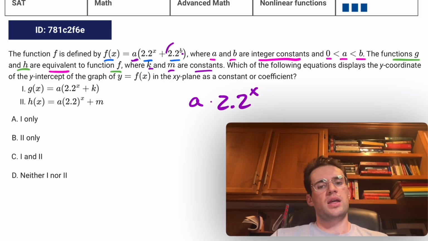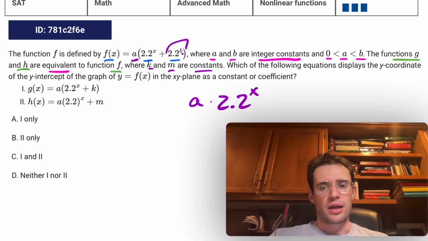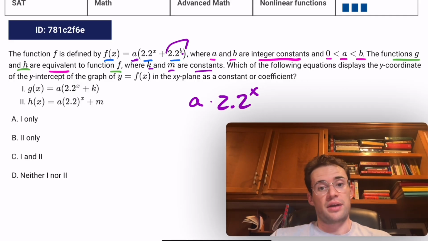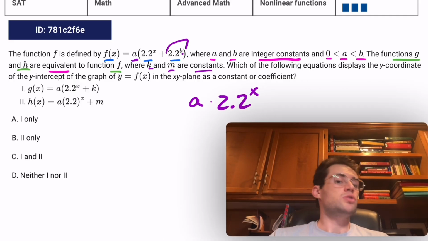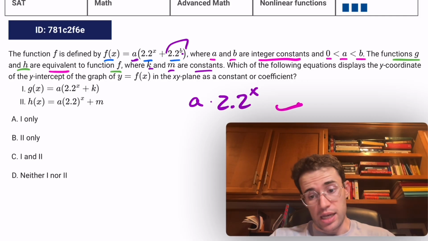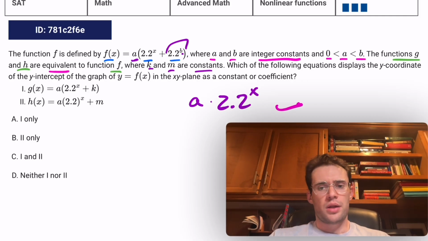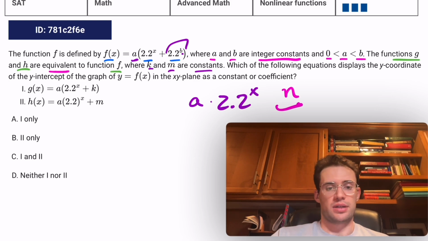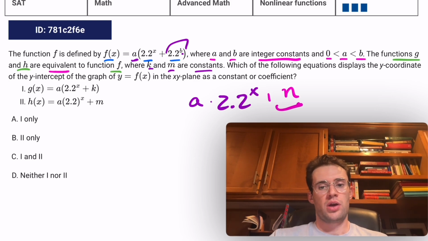So this whole thing here, 2.2 to the b, we don't know what b is. They didn't tell us what b is. We just know it's bigger than a. It's just a number. So 2.2 to some power is going to be a constant itself. Now, we don't know what that constant is, but this is just some number. Let's call that n, okay? N for number. We don't know what the number is. It's also not used in any other way. All right, so we have it like that.